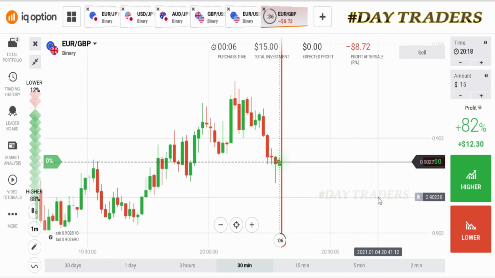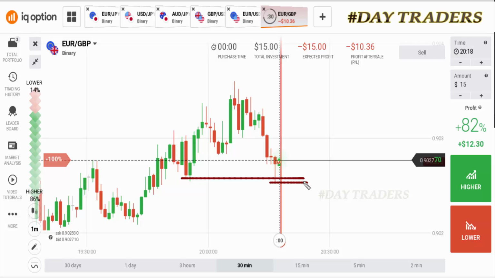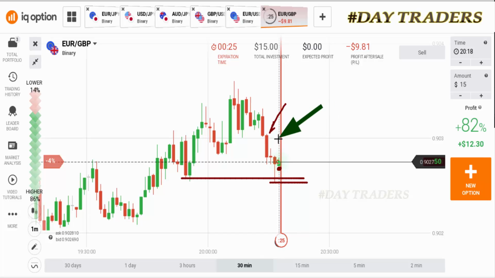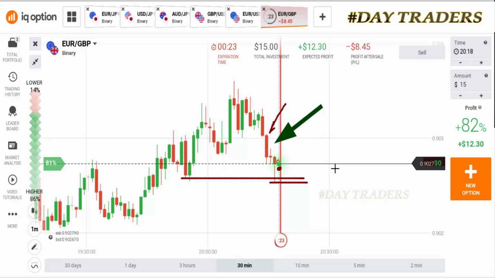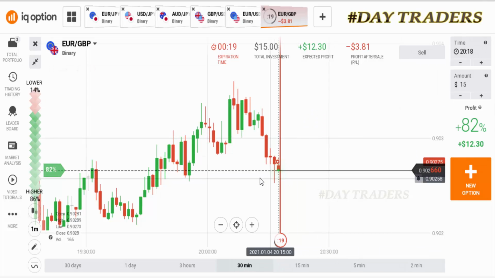Okay, I'll place a lower option. Why? Because this candle made a new low and the next buyer entry is pointed here. There is a gap. This is a very strong momentum. So that's the reason I placed a lower option. Let's say I'm expecting the market to continue at least to this level.